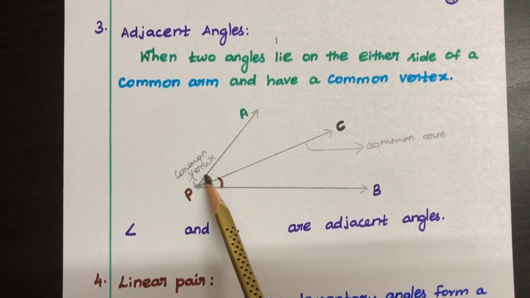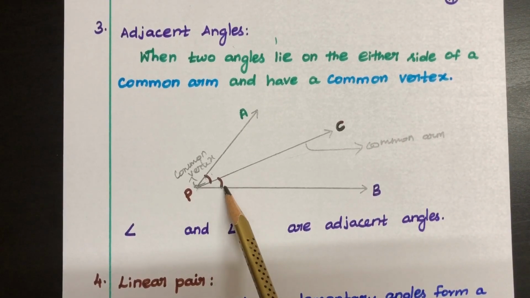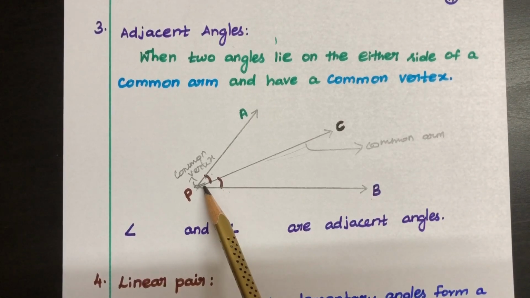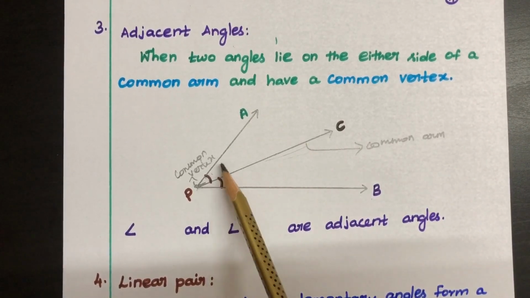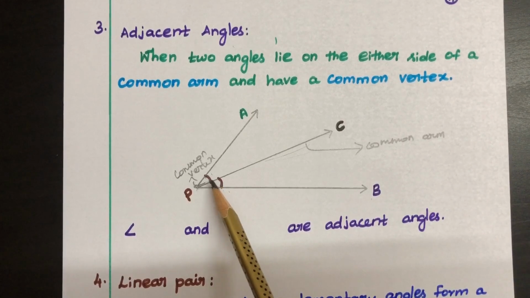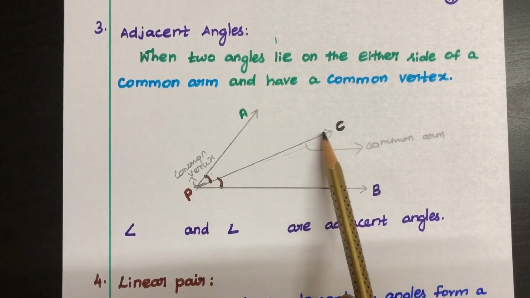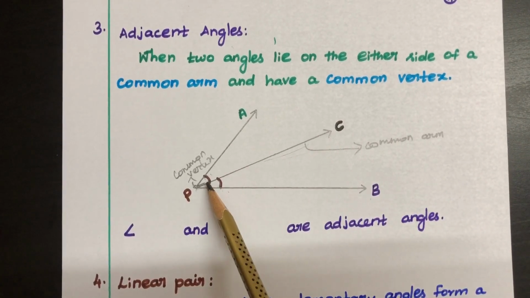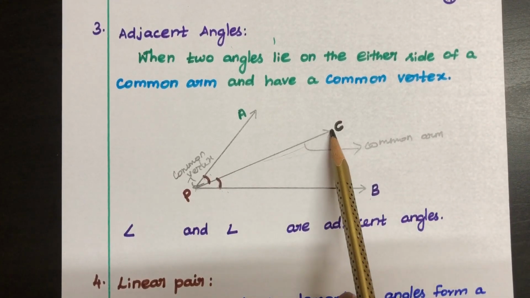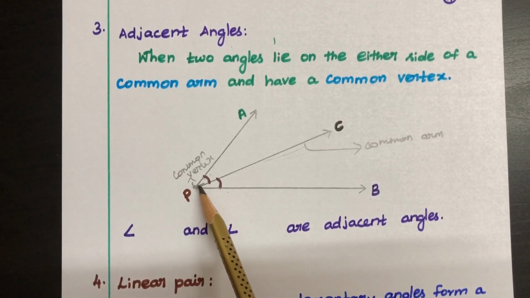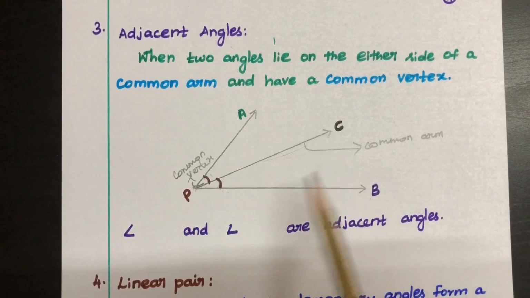Here one angle is formed and here another angle is formed, right? But this line is common to both the angles formed. Correct? This line, this arm, they call it an arm. So this is called the common arm. Also, this is the same common vertex for both the angles formed.